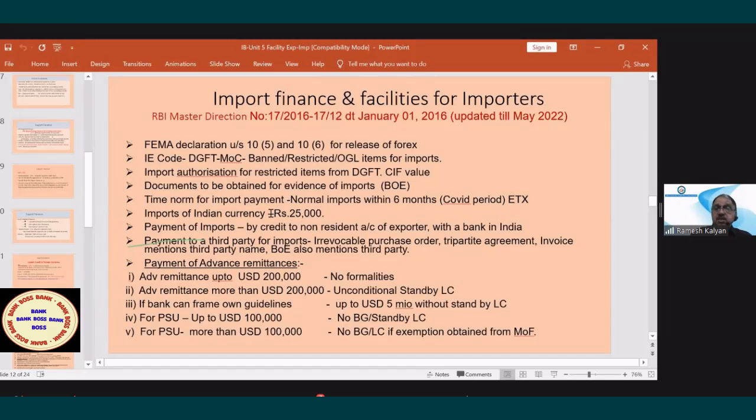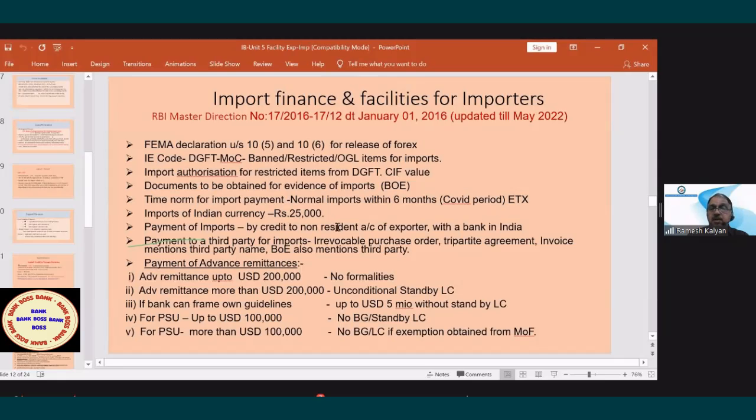And Indian currency, a customer when he goes from India, he can take 25,000 INR with him. And whenever he comes back, that amount will not increase. Maximum is 25,000. Earlier it was 7,500, 12,500, so many changes. Now it is 25,000. And payment of imports, it is now permitted by credit to the non-resident account of the exporter with the bank in India.